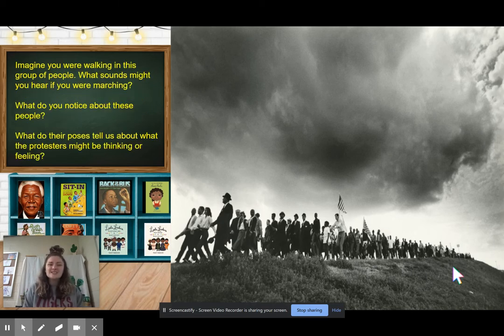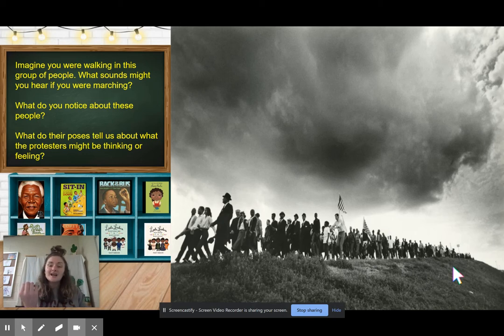I want you to imagine you were walking in this group of people. What sounds might you hear if you were marching? What do you think people would be doing? What would they be saying? What sounds would they be making? What do you think you would hear? Tell me in the puzzle.